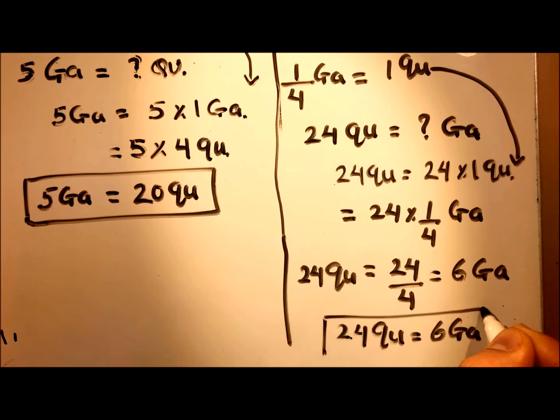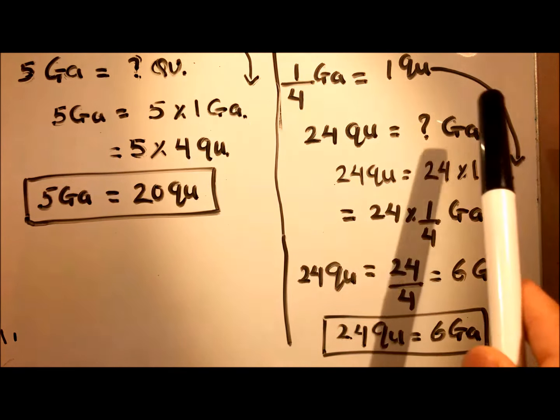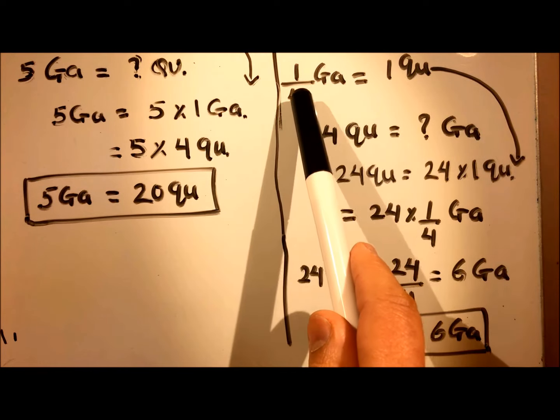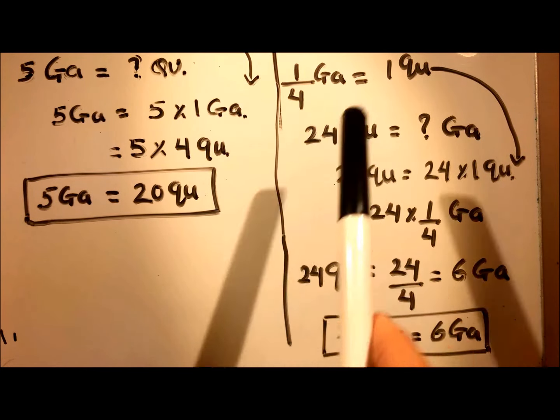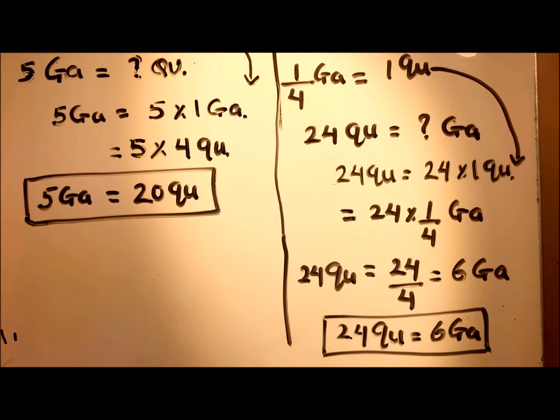So this is very easy. For this we need to know the basic relation. When we need to convert gallon to quart, we should know that 1 gallon is equal to 4 quart. And when we need to convert quart to gallon, we should know that 1 quart is equal to 1 over 4 gallon. This is how we can convert gallon to quart and quart to gallon.